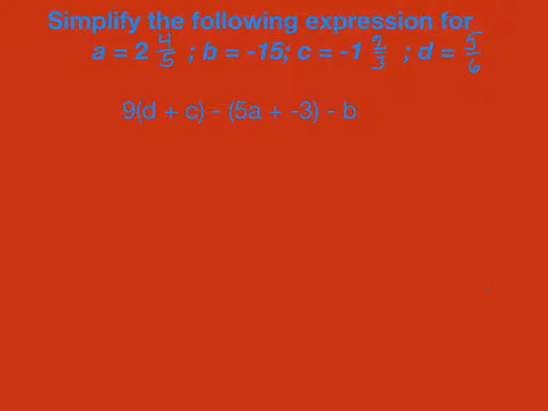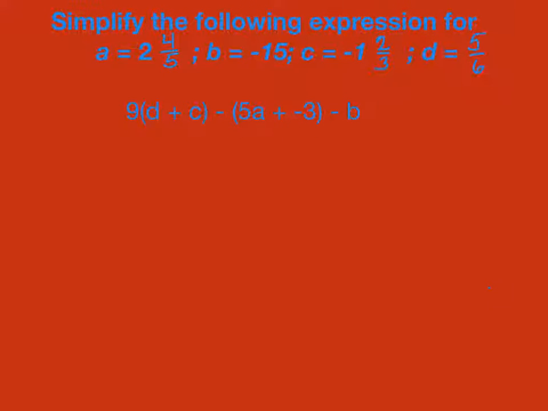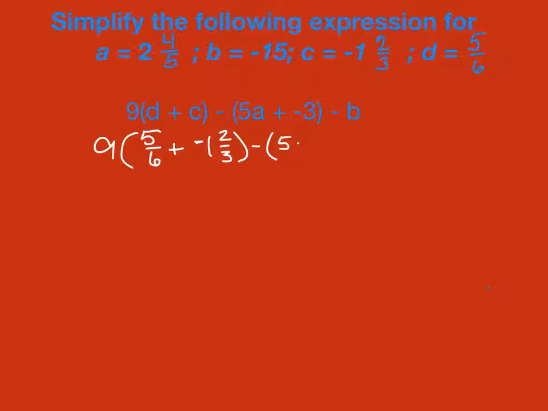So we're going to have 9 times d, which is 5/6, plus c, which is negative 1 2/3, subtract the quantity of 5 times 2 4/5, plus negative 3 minus b, which is negative 15.